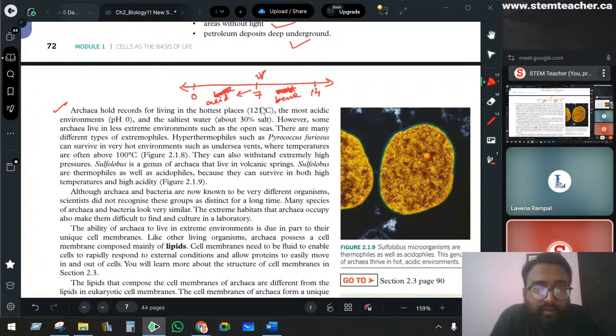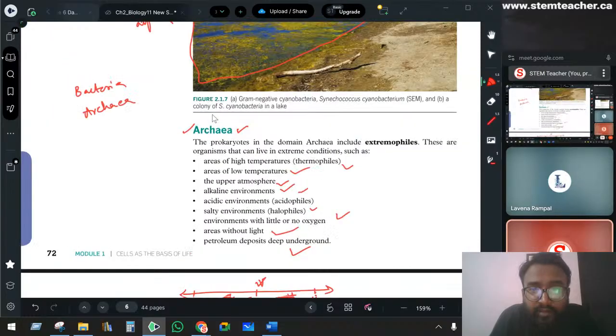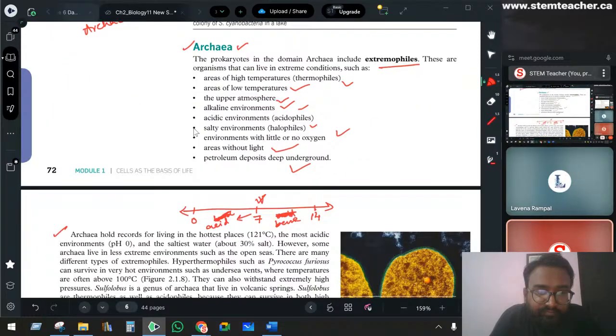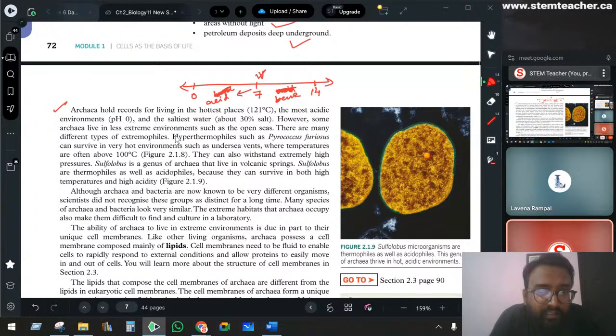In salty water, about 30% salt, they will sustain. However, some archaea will live in less extreme environments such as the open sea. There are many different types of extremophiles. The alternative name is extremophile, meaning they will live in any environment.